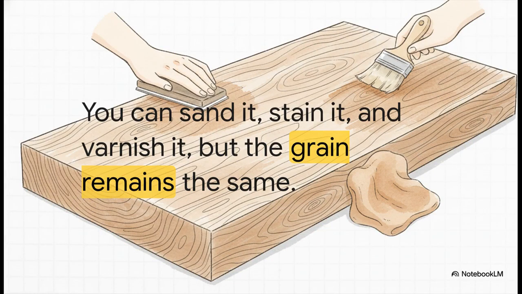Now, I love the analogy on this slide. It says your private logic is like the grain in a piece of wood. You can work with it, you can shape it, sand it down, stain it, make it look beautiful, but no matter what you do, you can't fundamentally change the direction of that grain. It's just part of your essential nature.